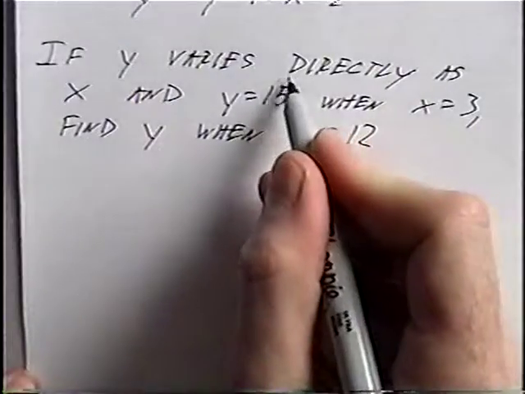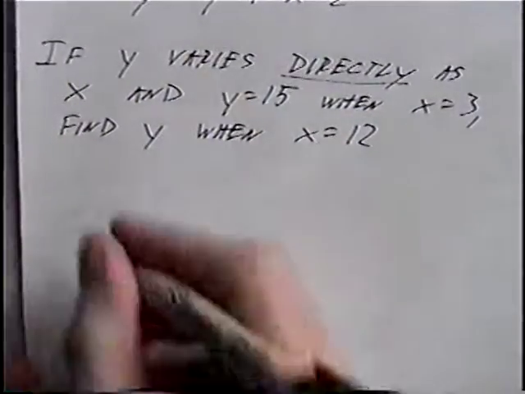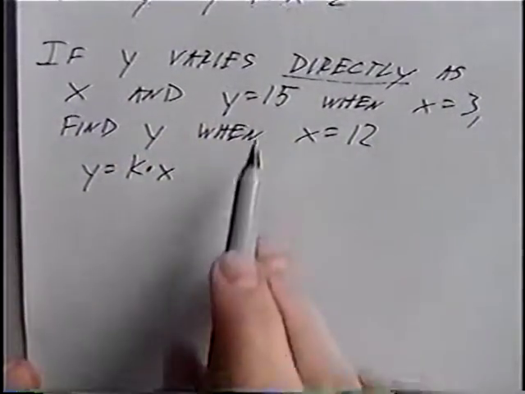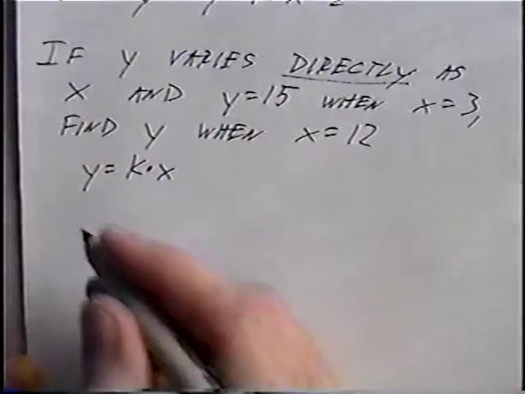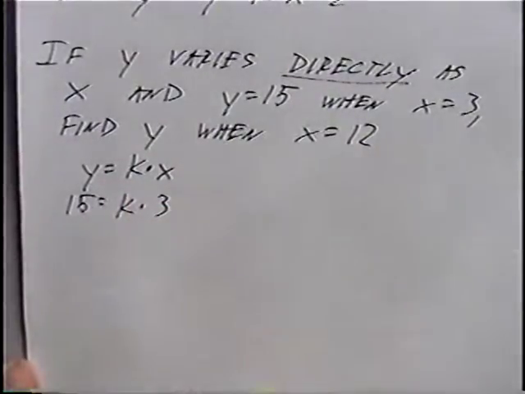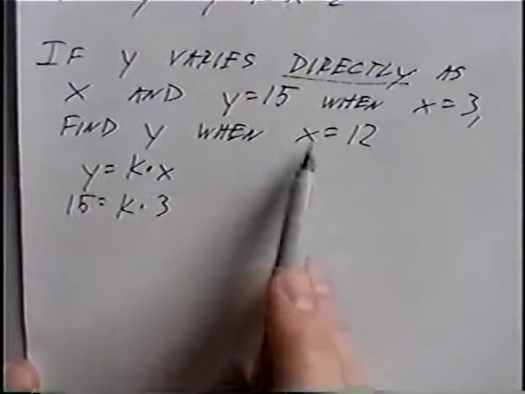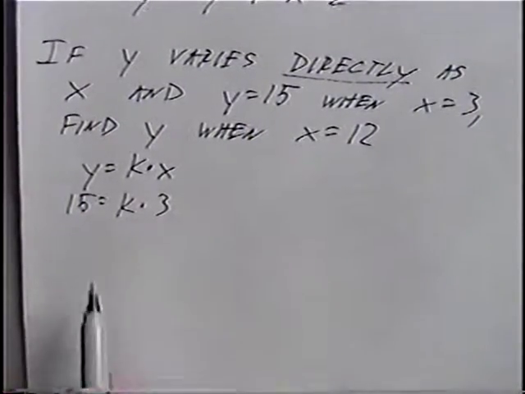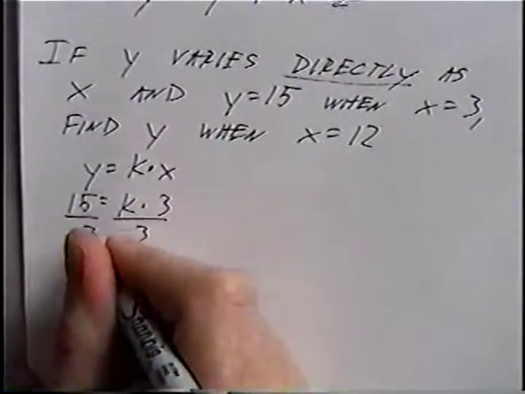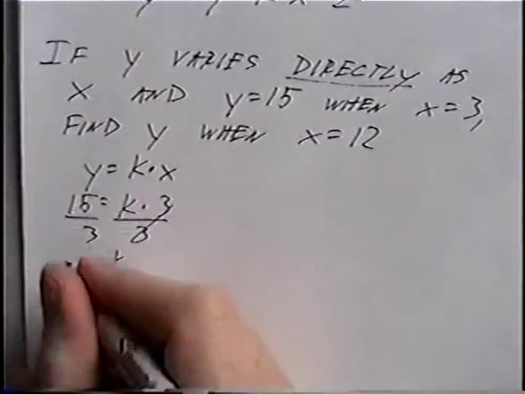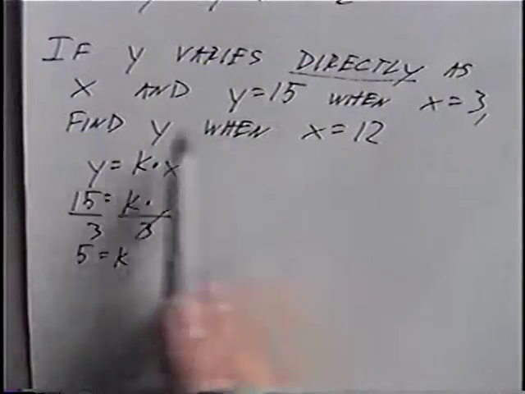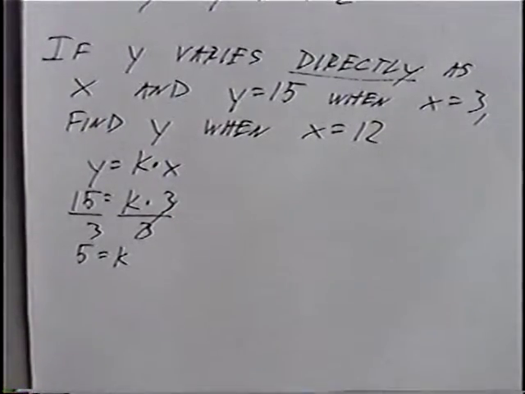So again, y varies directly means we'll be using the direct formula, which is y equals k times x. Y equals 15 when x equals 3 means you can plug a 15 in for the y and a 3 for the x. And we want to find out what y is when x changes to 12. When you plug 3 and 15 in, you can now solve for k, or solve for the constant. Divide by 3, and k is equal to 5. K again is a constant. It stays the same throughout this problem, but can change for future problems.